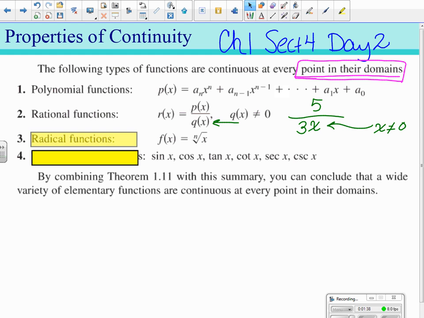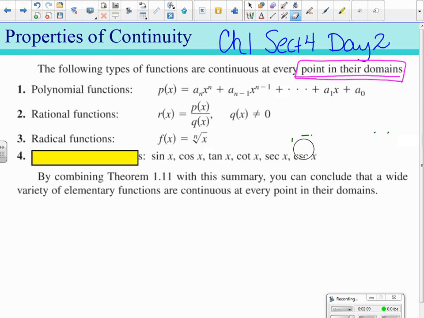A third type of function to discuss is the radical function, such as the square root of x, or the cube root of x. For the square root of x, we know that x shouldn't be less than 0, because then I'm into negative numbers, which would take me into imaginaries, and we're only working under the real number line system. So everywhere else where x is greater than 0, I'm going to have a continuous function, given it's a radical like a square root function.